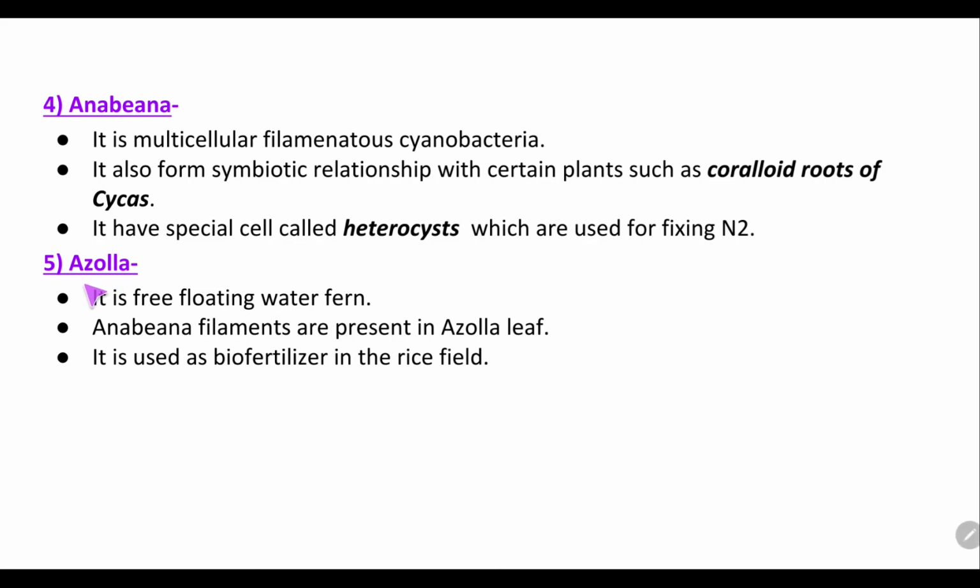Then the next example, that is Azolla. Azolla is a free-floating aquatic fern consisting of a floating rhizome, that is the stem, with small overlapping bilobed leaves and roots. Anabaena filaments are present in the Azolla leaf, and it is used as a biofertilizer in the rice field. It is mostly used in rice fields. In this way, we can study a number of examples of microbes as biofertilizers. Thank you.